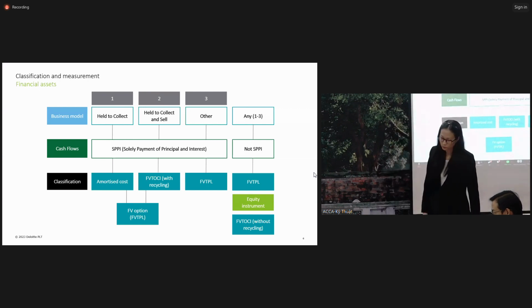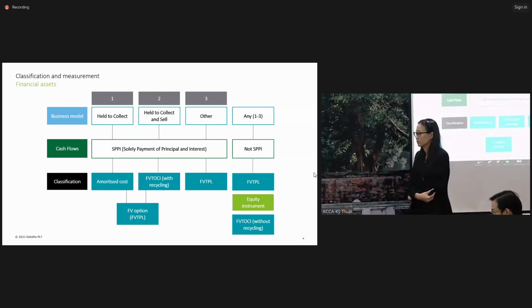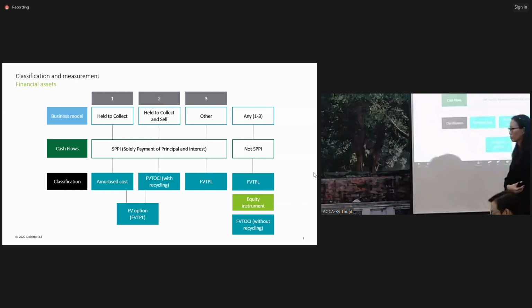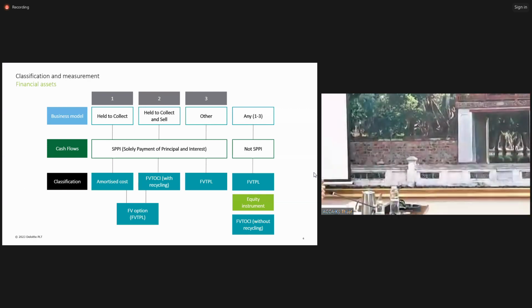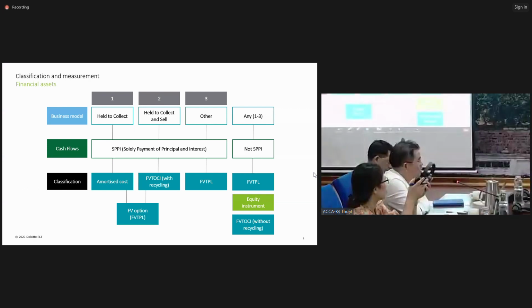Okay, in the old standard, IAS 39, and the new standard, I just want you to connect them, because in the old standard we had four classifications, and I want you to connect the old way of classification and the new way, so that it is easy to understand. So IAS 39 is a very rule-based classification, okay? If you meet this criteria, you classify as this. You meet this criteria, you classify as this. Now IFRS 9 is more principle-based, okay?